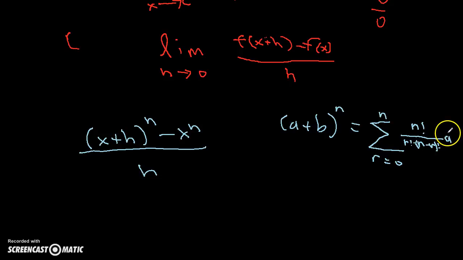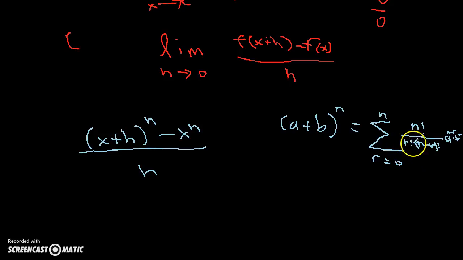a to the n minus r times b to the r. Okay, that's probably not too neat, but anyway, let's try plugging in. Let's try getting a few terms of this. So first we start with x plus h. Because x is a and h is b, we have that the first one is, so let's get this constant for r equals 0.